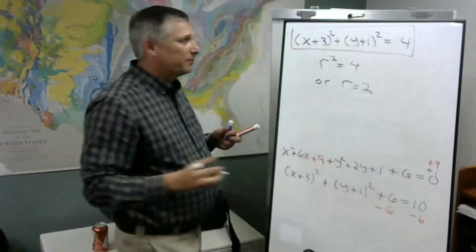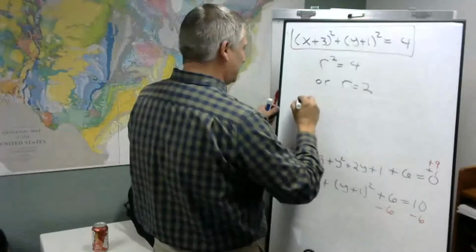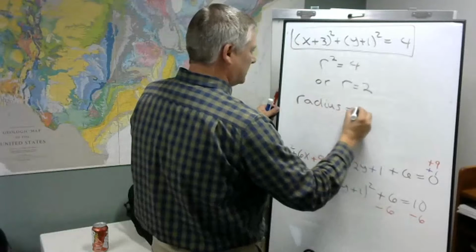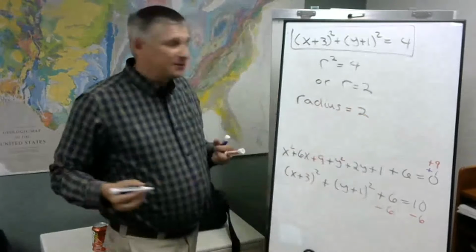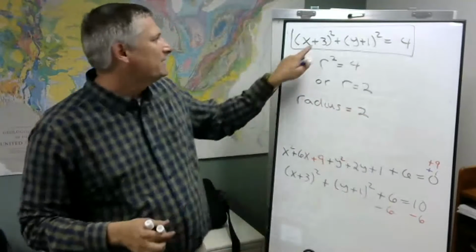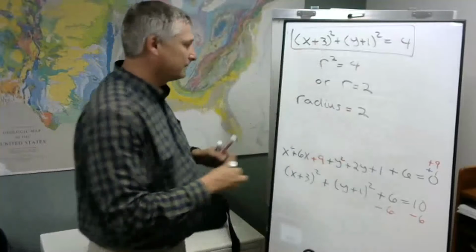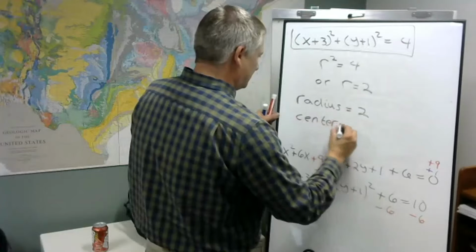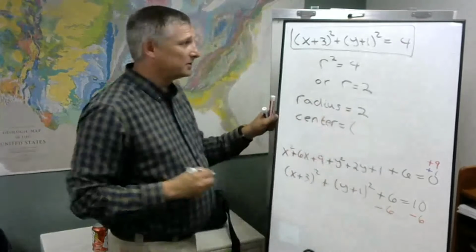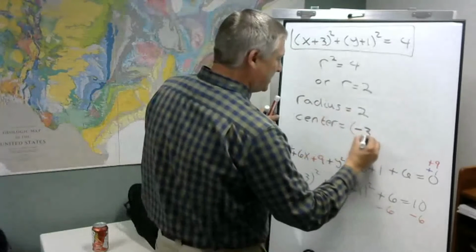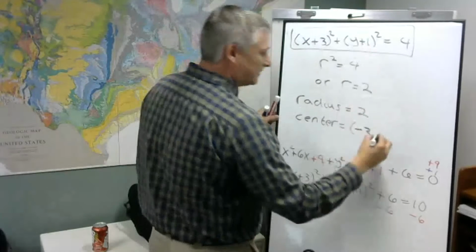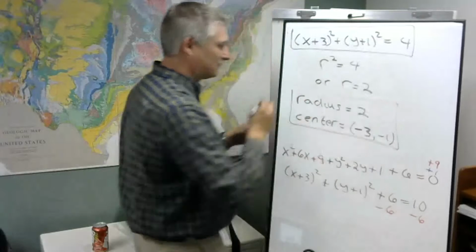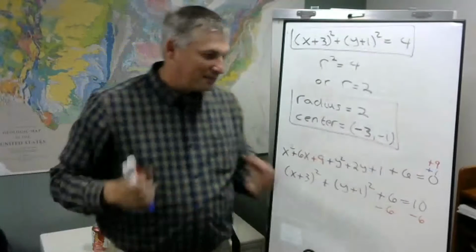So what we can learn from this, since r is 2, this means the radius of the circle is 2. And what about the center? Well, remember, if you have an addition in your formula, that means you'll have a negative in your coordinate. So the center will be -3, -1. And that's it.